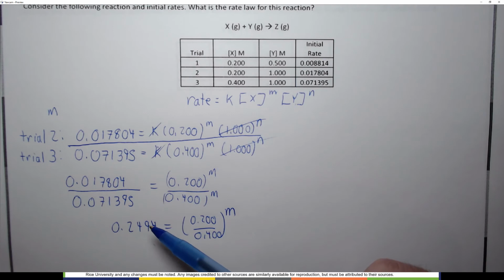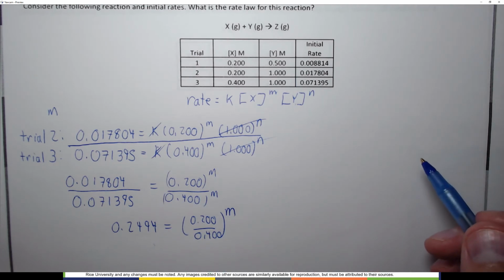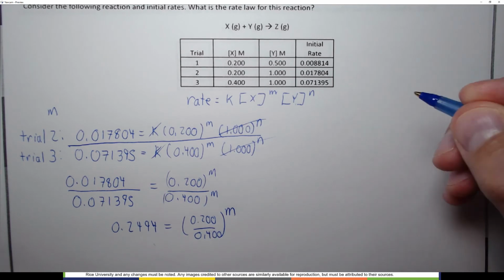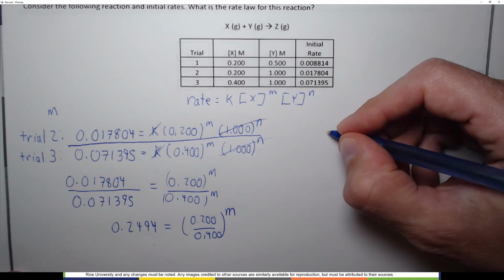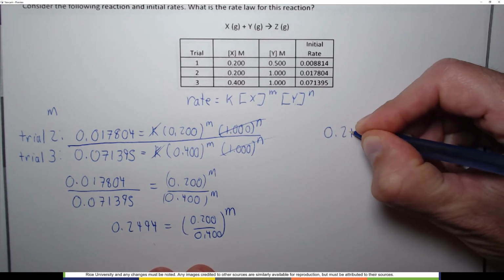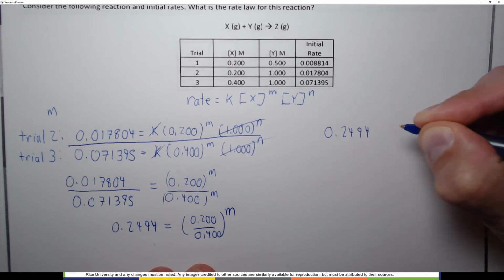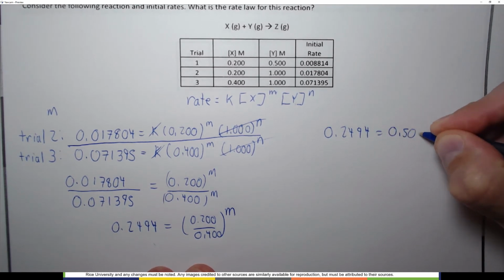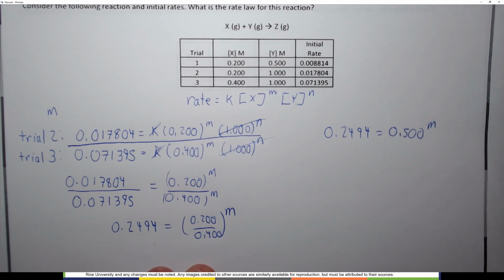All right. Now, how do I find the value of m? Well, in order to do this, you may first notice that 0.2 divided by 0.4 is a half. So one further step of simplification is I could put 0.2494, okay, equals 0.500 to the m power.